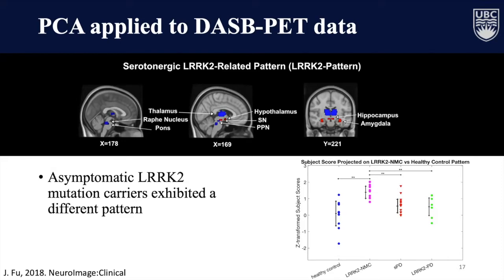Yeah. And in addition to the disease pattern, we also find that asymptomatic LRRK2 mutation carriers showed a different pattern compared to the disease pattern. So this pattern may be specific to this mutation or may reflect changes happening in the preclinical stage of Parkinson's. And this pattern, this LRRK2 unaffected mutation pattern, is also not expressed in the Parkinson's patients with LRRK2 mutation. So it's only in the preclinical stage.